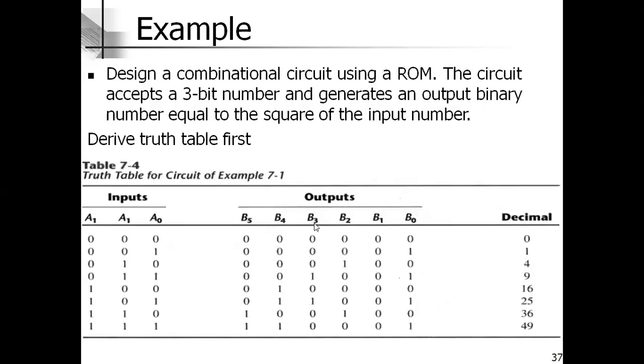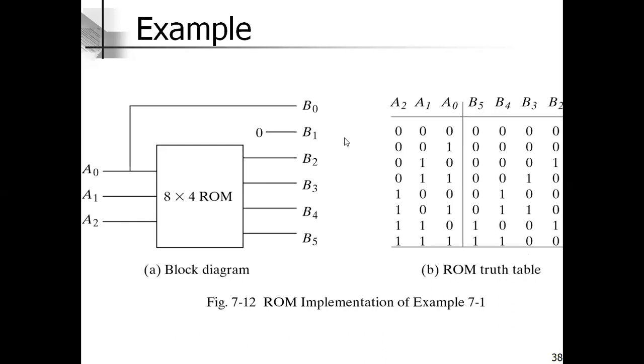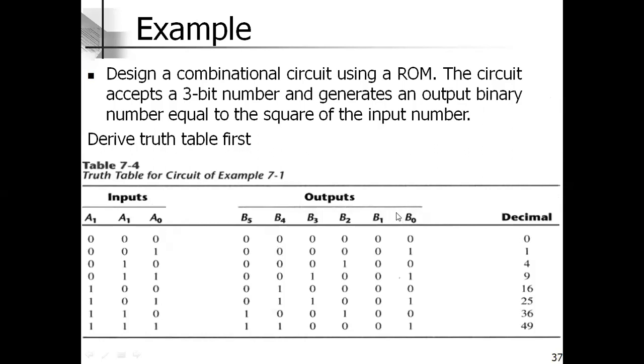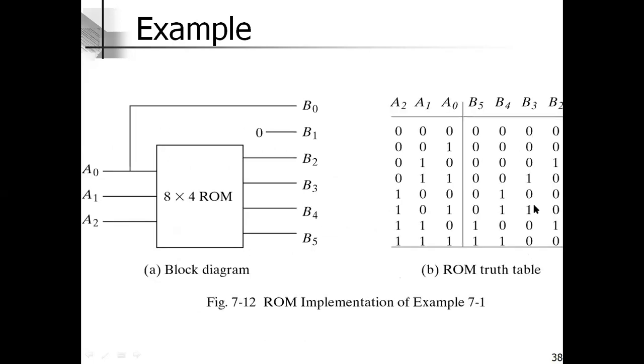And here see, B1 is all 0, so there is no need to give the output connection. B0 and B1 are all 0, so we simply put 0. It requires only 4 outputs, that is B2, B3, B4, B5. So from this diagram, we have to remove B0 and B1, and after removing, place the B2, B3, B4, B5 values. This is the ROM truth table, that is the ROM implementation. Is it clear?